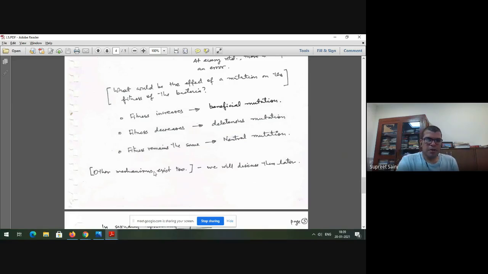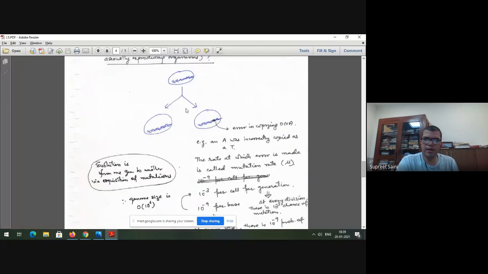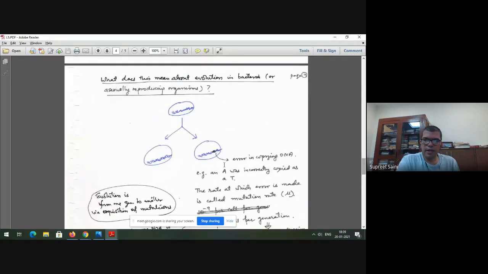I should say other mechanisms of variation exist too, and these are the mechanisms where trade of genes happens. We will perhaps revisit this later, but for now, I just want to concentrate on errors being made by the copying machinery. So the idea is that when asexual organisms are replicating, this is the mechanism by which variation is generated in the population.